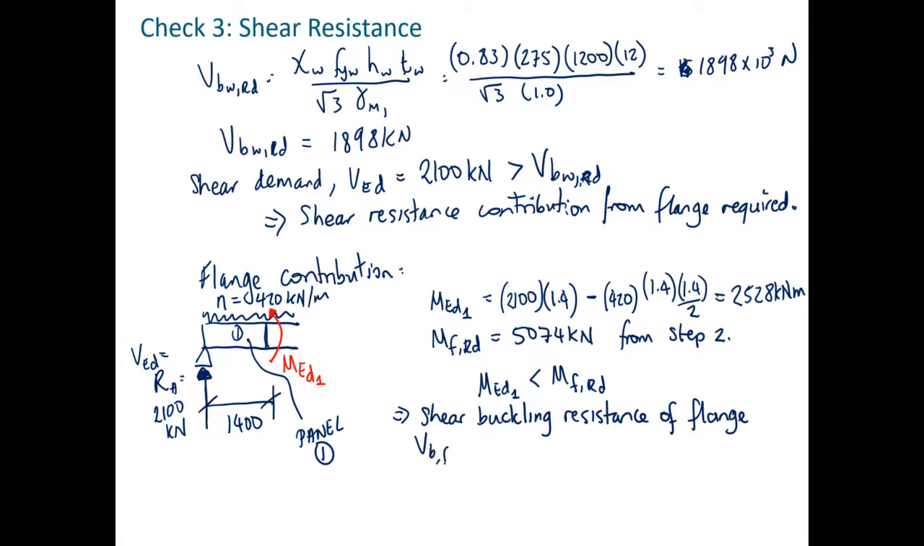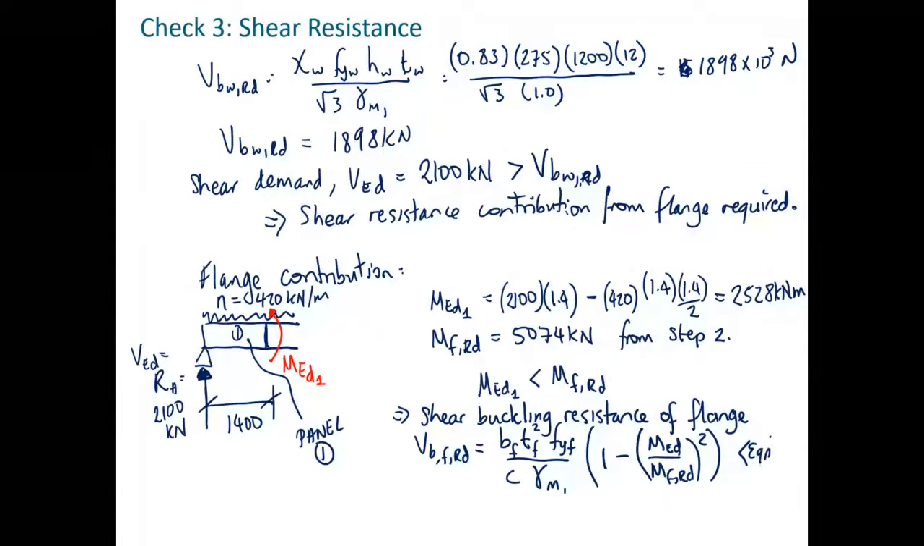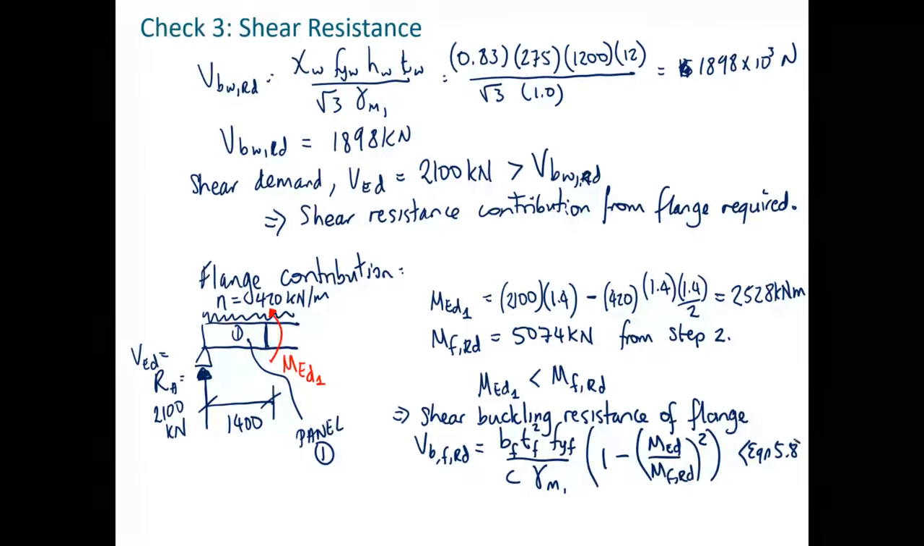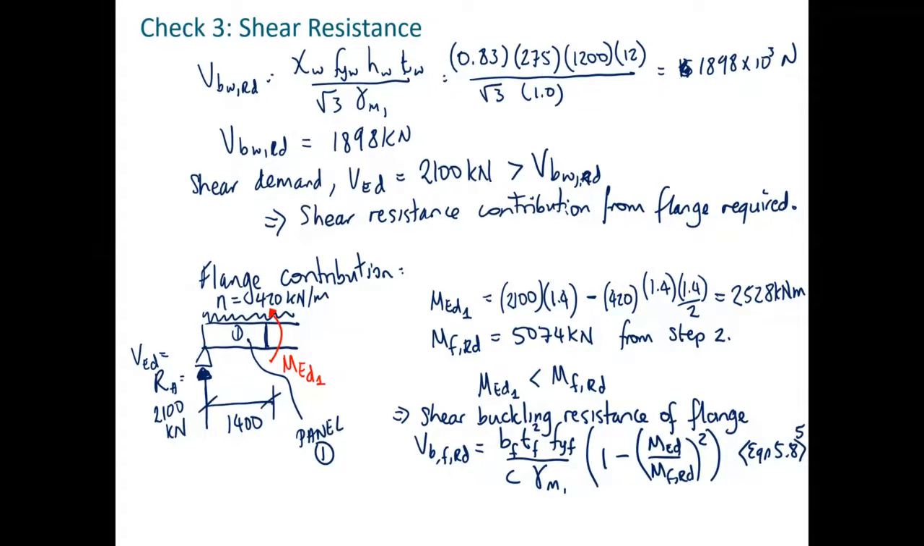V_bf,Rd is equal to the width of the flange times the thickness of the flange squared times the yield strength of the flange divided by c all over gamma M1, into 1 minus the demand, that part of the section that we're designing, divided by the capacity, squared. And that's all from equation 5.8, Eurocode 3, part 1-5.